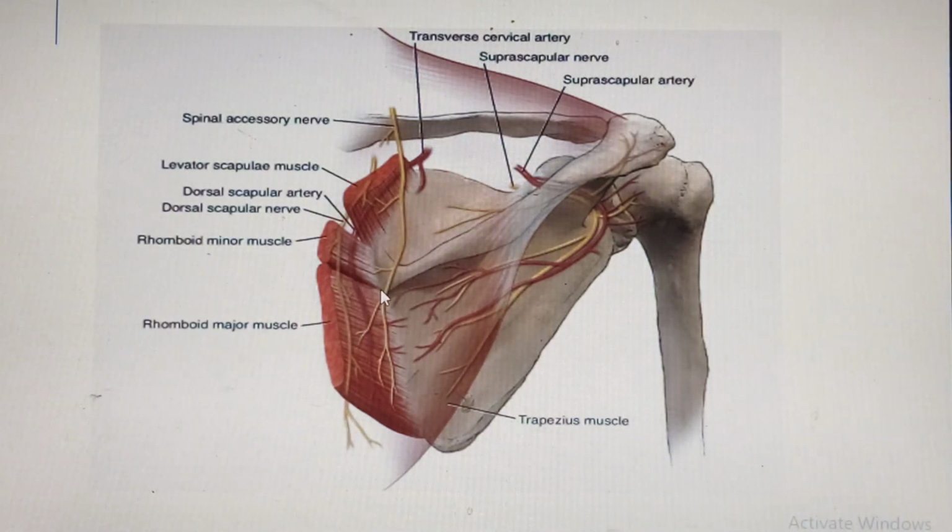So it runs superficial to the muscles, but running deep to them, and supplying these three muscles, levator scapulae, rhomboideus minor and major, will be this nerve. And this nerve is what we call the dorsal scapular nerve. Its root value is of course C5. So that is the important relation you should know over here.